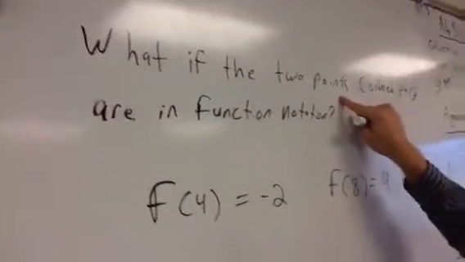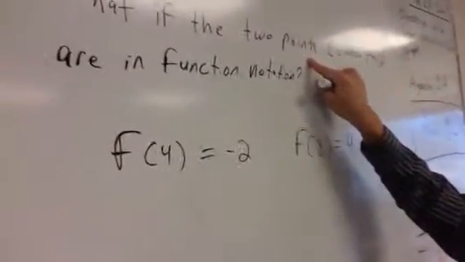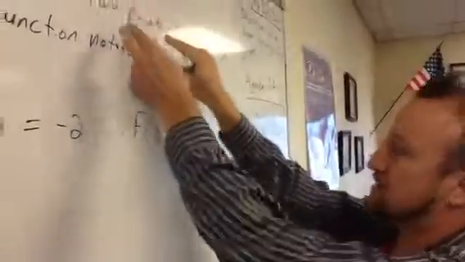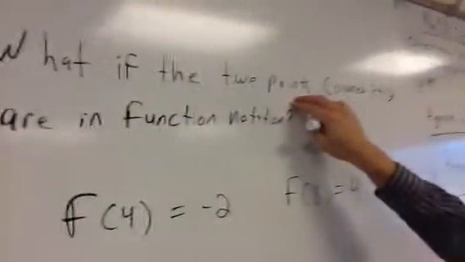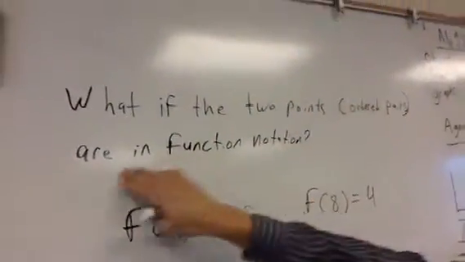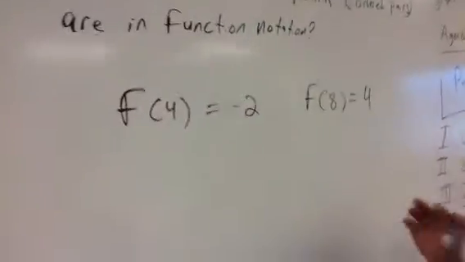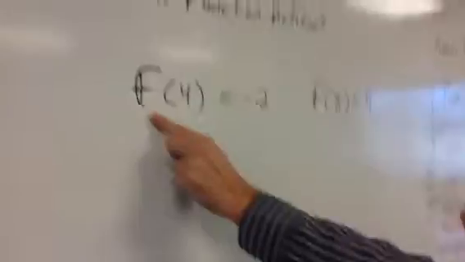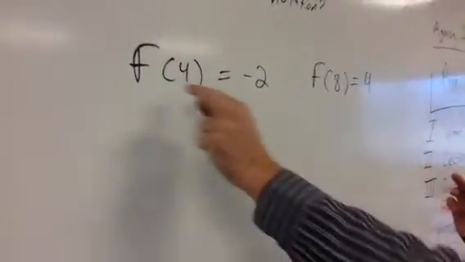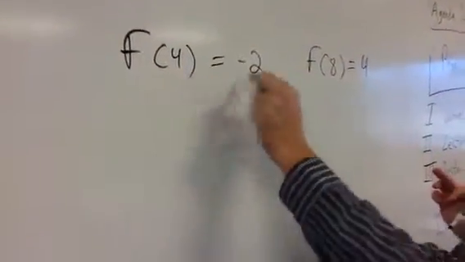Okay, one more example here. What if the 2 points, because you remember you only need 1 point and the slope, but you need those 2 points to find the slope. So what if those 2 points are written differently? Those ordered pairs are written in function notation. How would that look? It's the same principles, the same ideas. So if it's in function notation, it's not going to have an x and a y. It's going to say something like f of 4 equals negative 2.